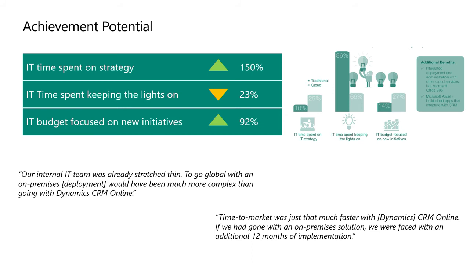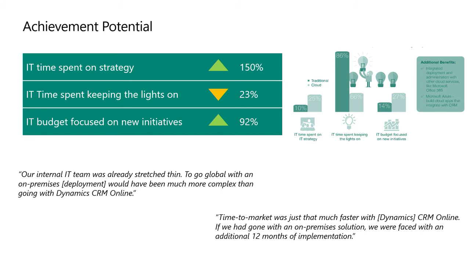So with that total cost of ownership, what's the achievement potential? You could spend 150% more time on strategy, so your IT team, your IT operations are not left playing catch up. You spend 23% of your time keeping the lights on, because again, you don't have to worry about infrastructure. We're taking care of that. It's secure, it's scalable, right? Wherever your business goes in the future, this will help take you there.